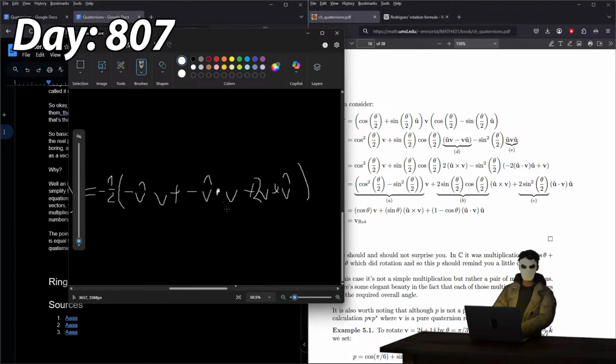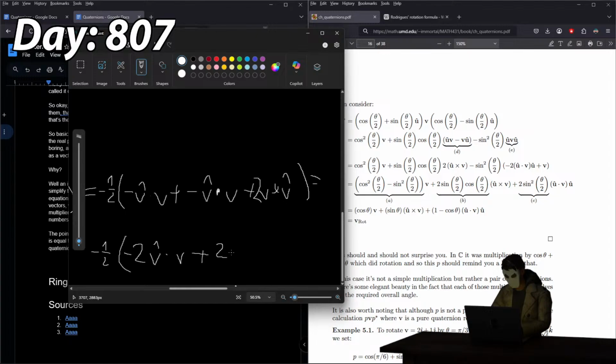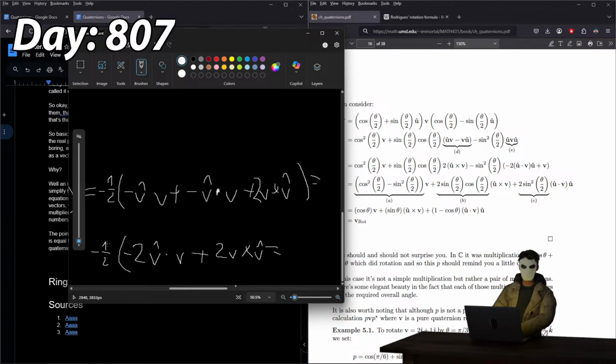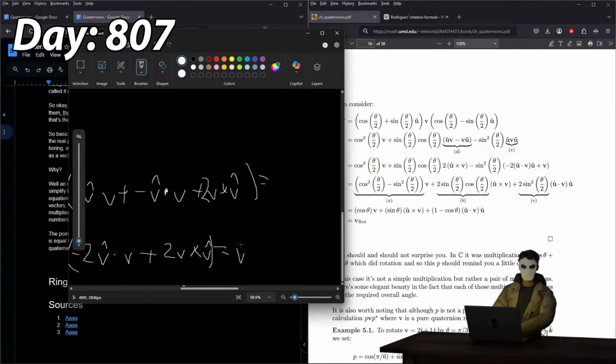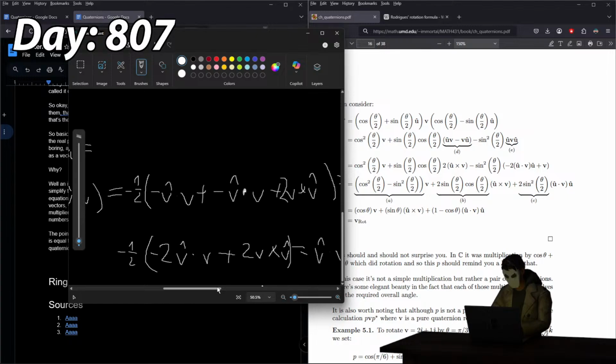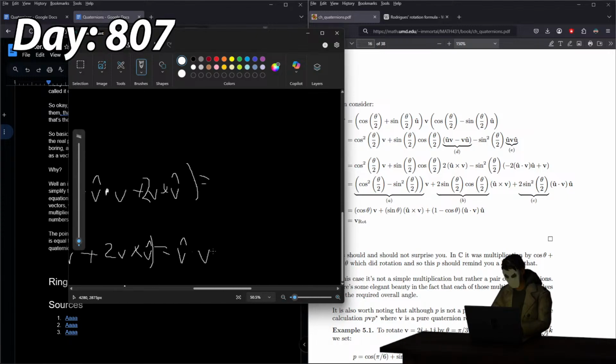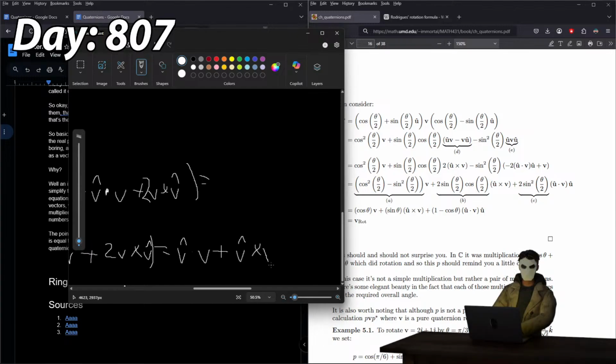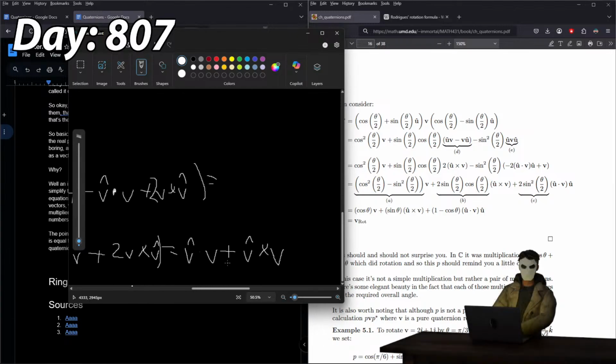this is a dot, by the way, which means what we get is negative 1/2 of negative 2u dot v plus 2 v cross u, and I couldn't help but notice that if we bring them out of the bracket, what we're gonna end up with is u dot v plus u cross v, which is a minus short of uv. Or is it?